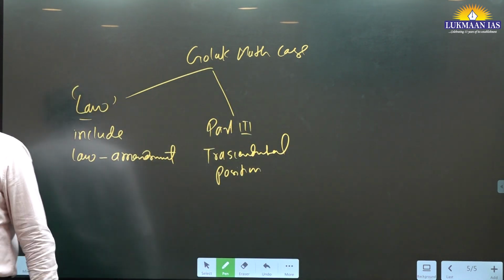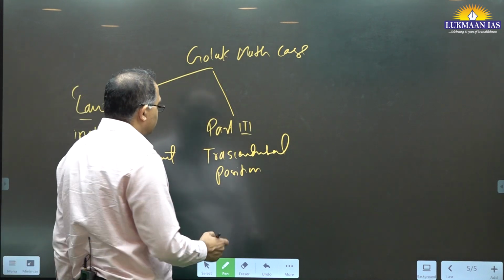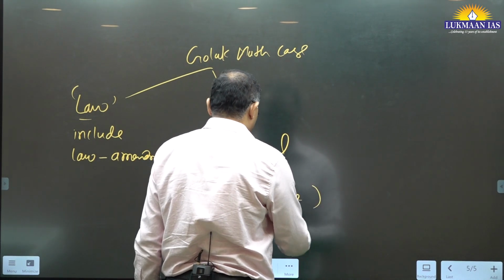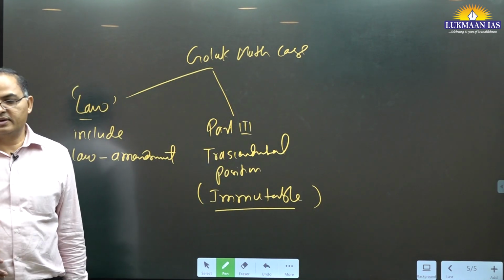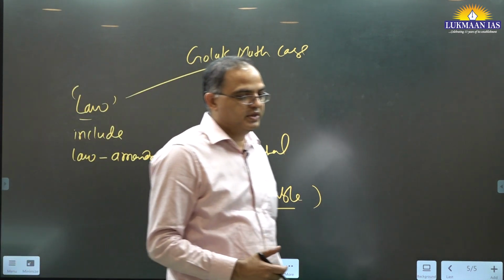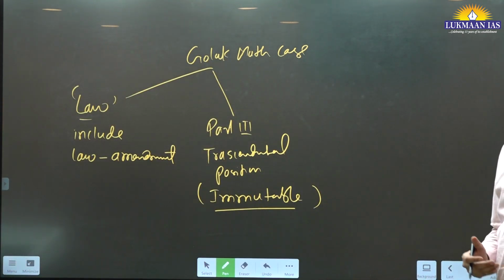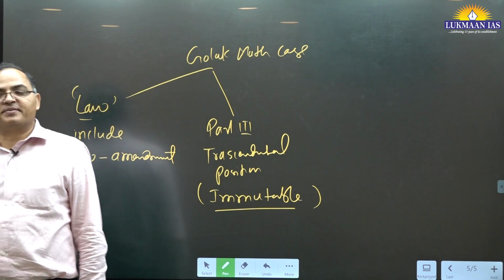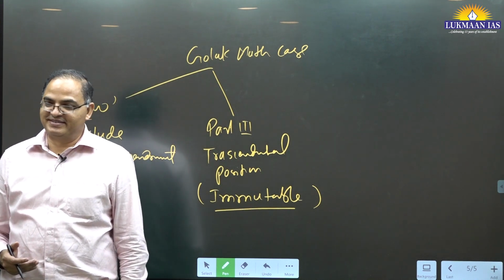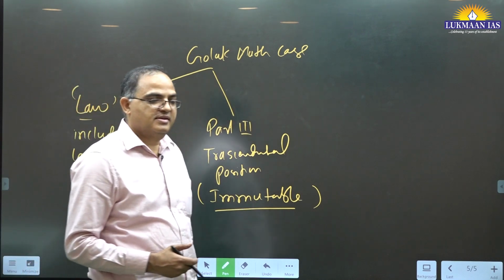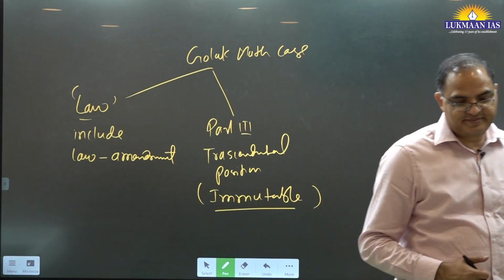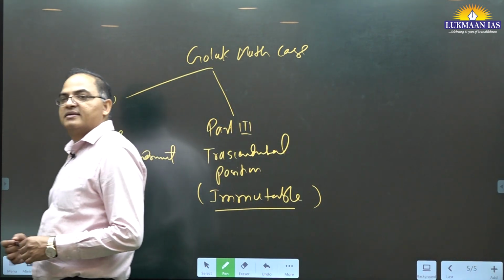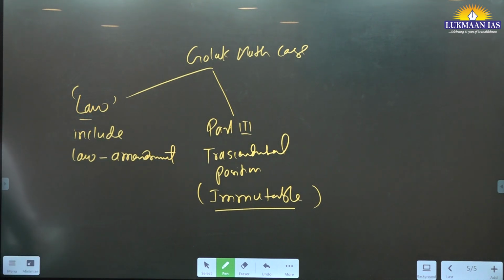Transcendental position means fundamental rights are immune or immutable. That is, fundamental rights are absolute and they cannot be amended. Hence, it was a very radical stand taken by the judiciary.